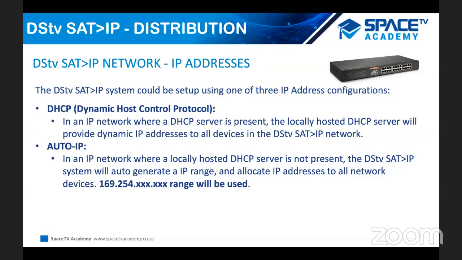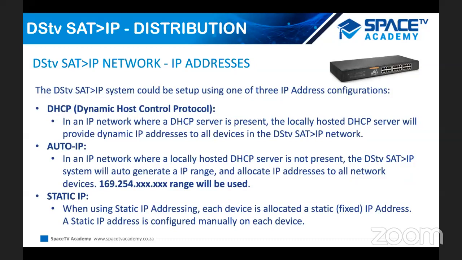This process is quite a bit slower because the server will first go and hunt the network and try and find the DHCP server before it actually enables auto IP. So although once it's running, it works fine, the DHCP is still the preferred option.